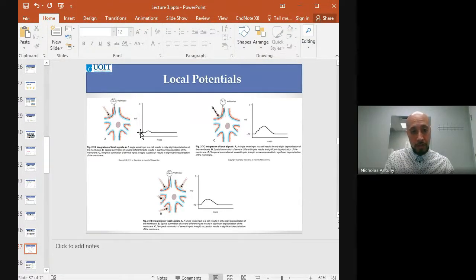See how we have our negative 70 millivolts resting membrane potential? One local potential only generated that much of a change. But what happens if we have three signals in succession? So you have one ligand, another ligand, and then another ligand in time. See how there's a bigger change? That change in charge is added up.